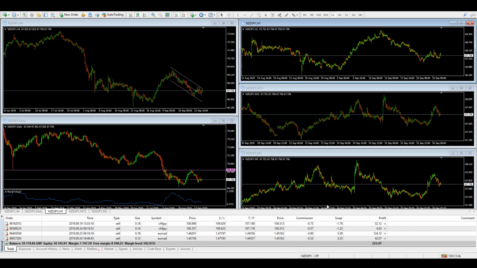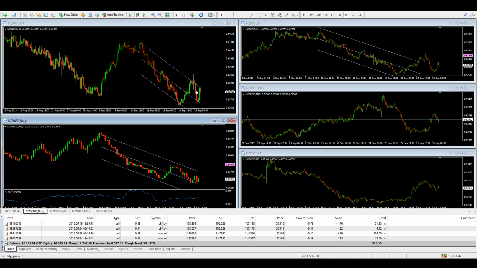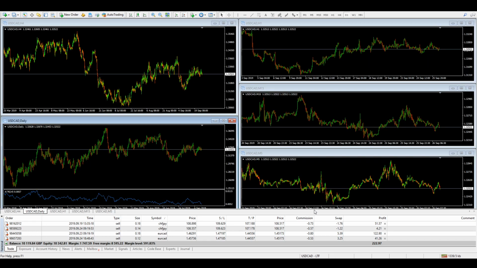Okay. NZD USD. No, too near support. Needs to pull back. Yeah, there's quite a few examples here of where you'd be selling into support. So you want to sell off of resistance if you're looking to short. If you're going long, you want to buy off of support, not sell into, sorry, not buy into resistance.